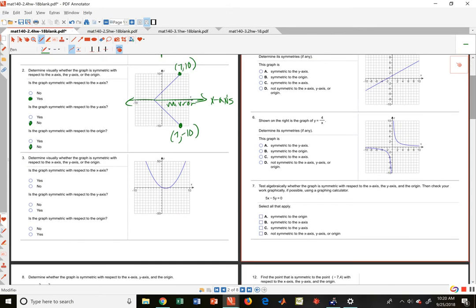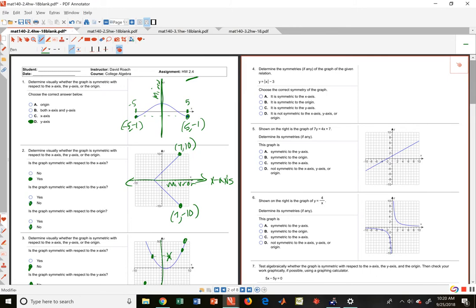All right. This one is not symmetric with respect to any of them. We haven't talked about the origin yet, but clearly this point is not in the mirror, and similarly, this point is not in the mirror. So definitely not x-axis, y-axis. The origin, we'd look for a point over, so like this point would appear in the mirror over here. But we'll do an example like that here in just a second.